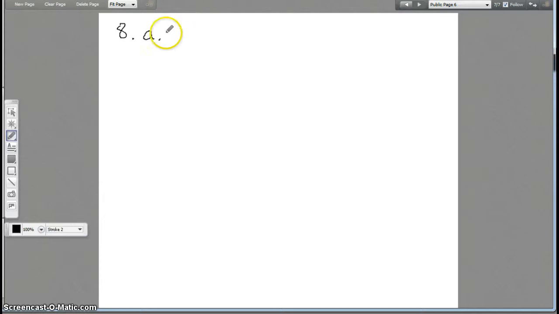So number 8, we have part A, we have square root of 49x is equal to something times the square root of x. Well, we can see our x is here in the square root. What we're missing is this 49. So to take the 49 out of the square root, we have to square root it. The square root of 49 is 7. So our answer is 7 square root x.